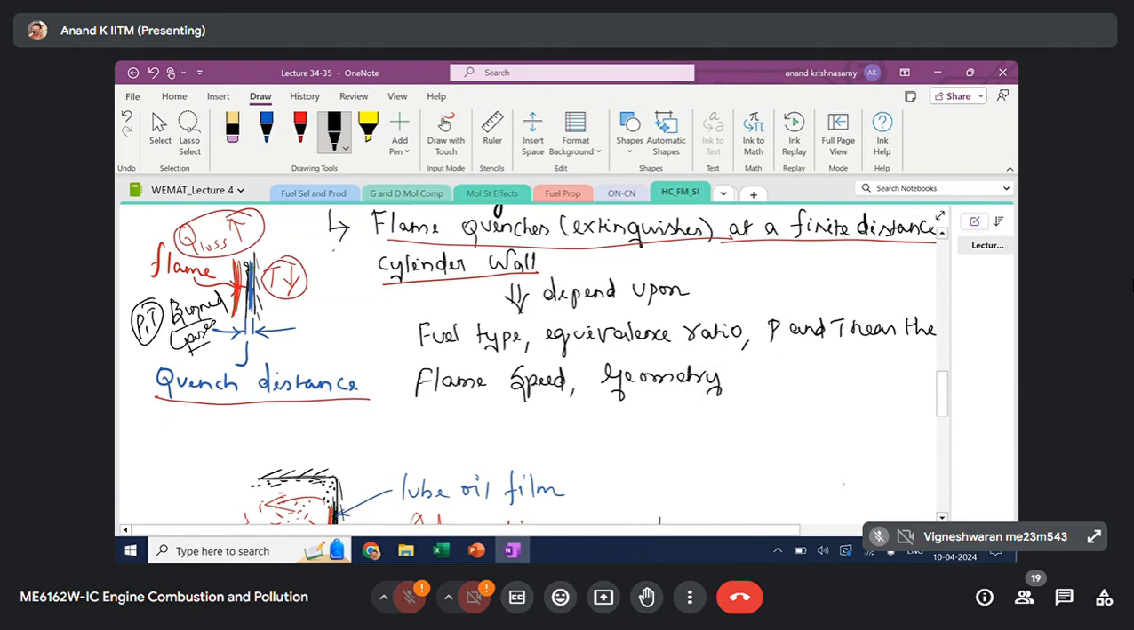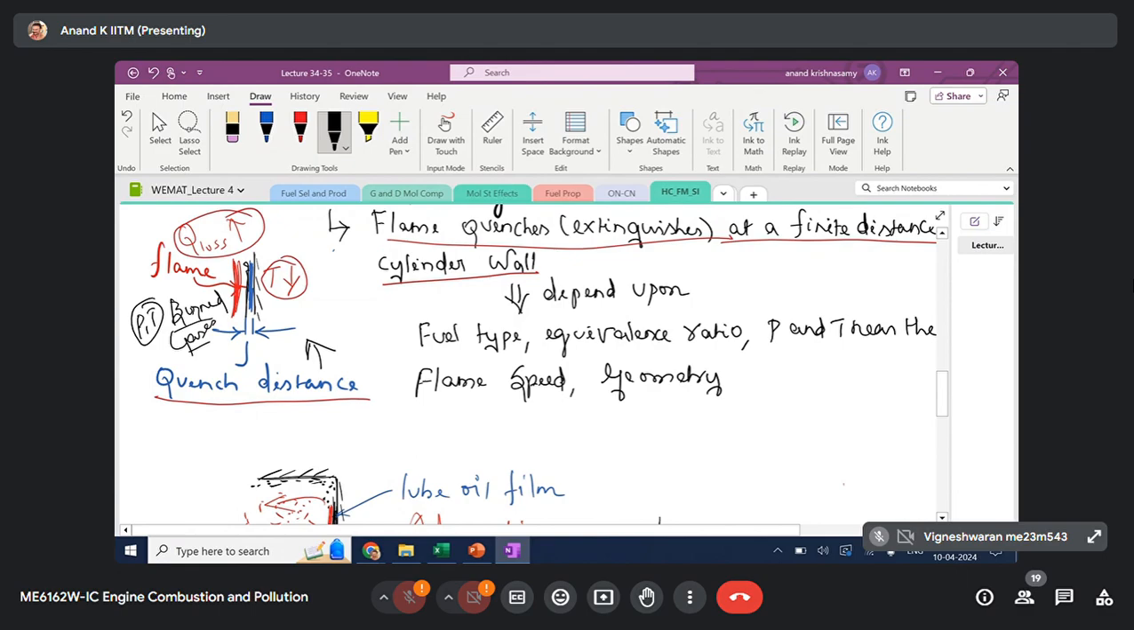Since the flame cannot move all the way to the wall, there is some layer of fuel-air mixture that is partially oxidized and contributes to HC emission. Now we need to analyze what the quench distance will be and what parameters affect it. As you know, when the quench distance increases, you are going to have high HC emission. But fortunately, this distance is generally small, so its contribution is only 5 to 10%.